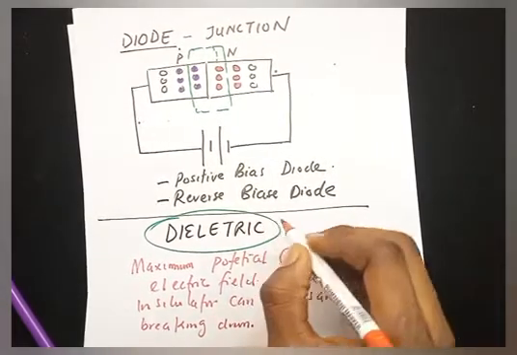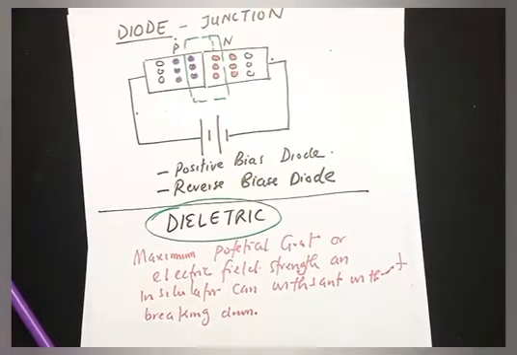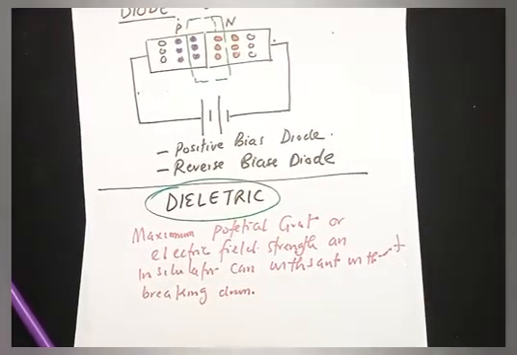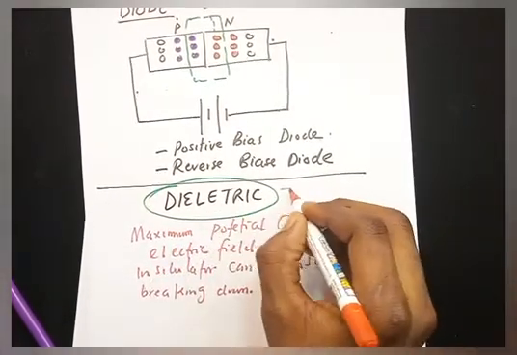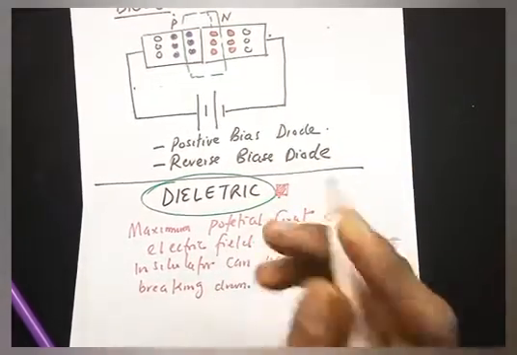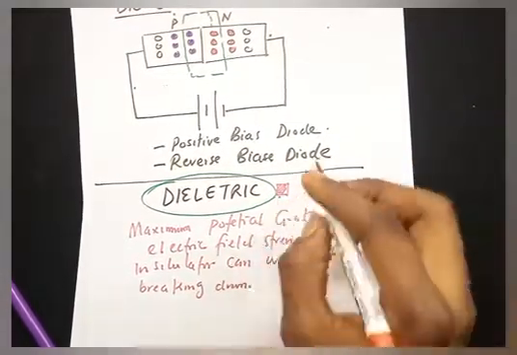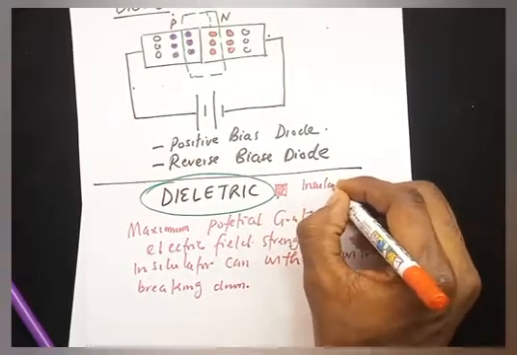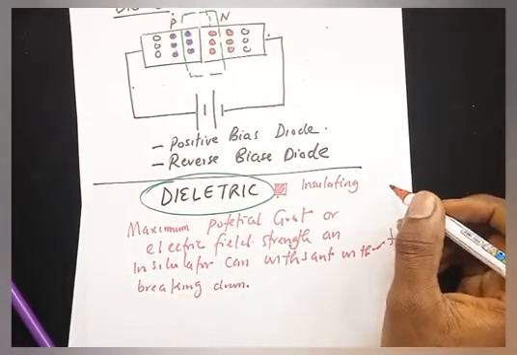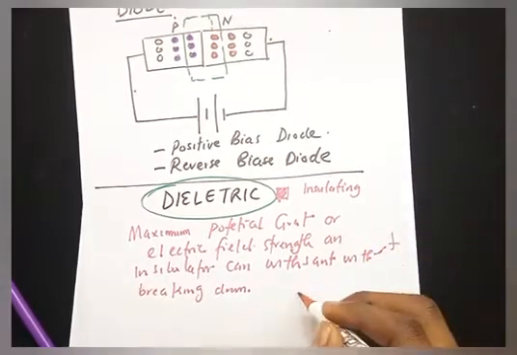Alright, so a dielectric. Now let's take it from the top so that we all get it very clearly. First off, a dielectric is a substance. It's something tangible. A dielectric is an insulator, an insulating material, and this insulating material is used to separate the two layers of a capacitor.